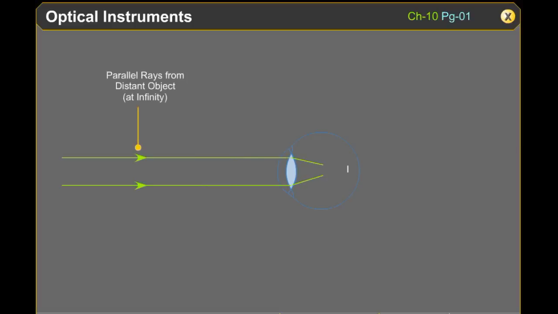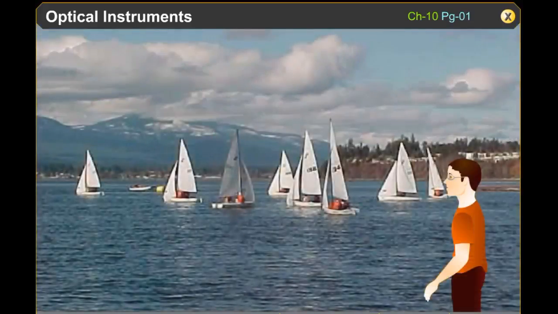Now we talk about myopia, which is short-sightedness or nearsightedness. It is that defect of vision due to which a person cannot see distant objects clearly. The far point of an eye suffering from myopia is less than infinity. Myopia is corrected by using spectacles containing concave lenses.